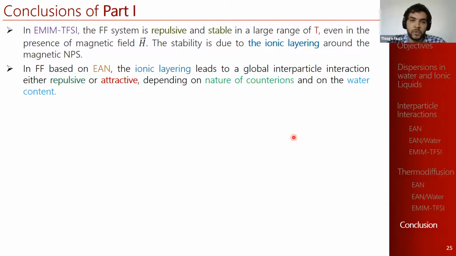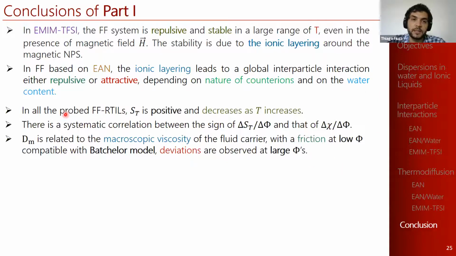Regarding the thermal diffusion properties, we can see that in all ferrofluids based on ionic liquids, ST is positive and it decreases as the temperature increases. There is a systematic correlation between the Soret coefficient as a function of the concentration, as well as the osmotic compressibility as a function of the concentration of nanoparticles. The diffusion coefficient is related to the macroscopic viscosity, as well as the friction follows the Batchelor model in low concentrations below 4%, and it deviates at larger concentrations.